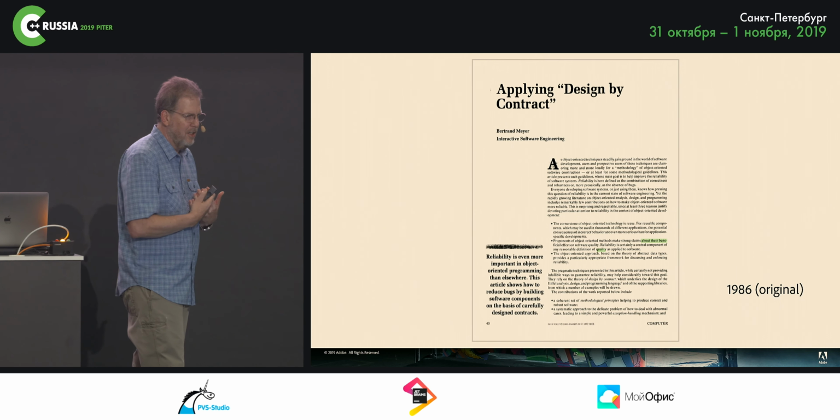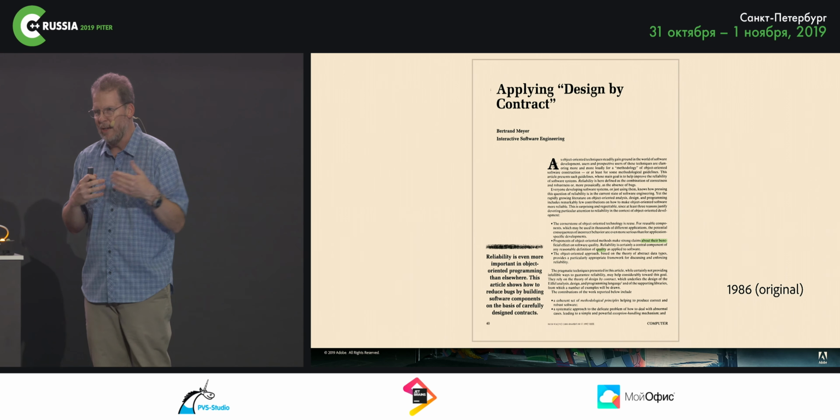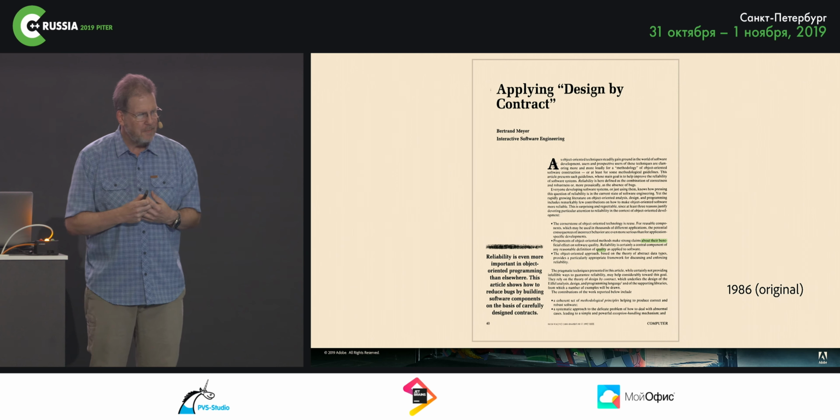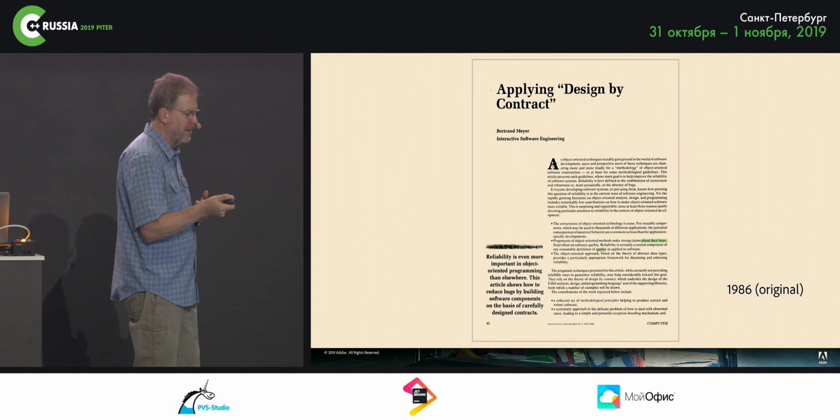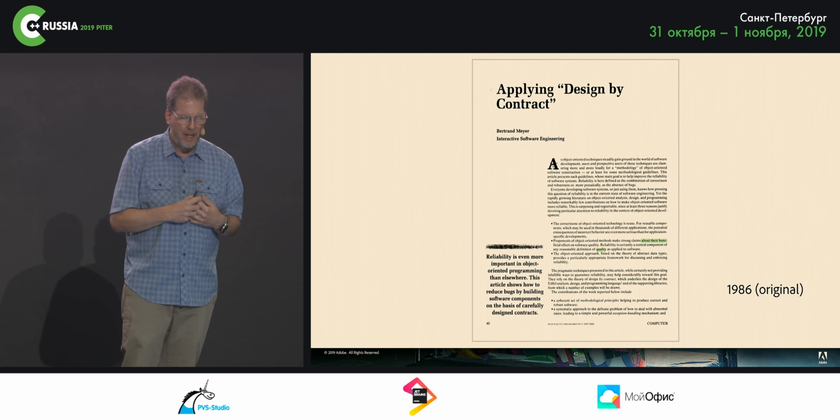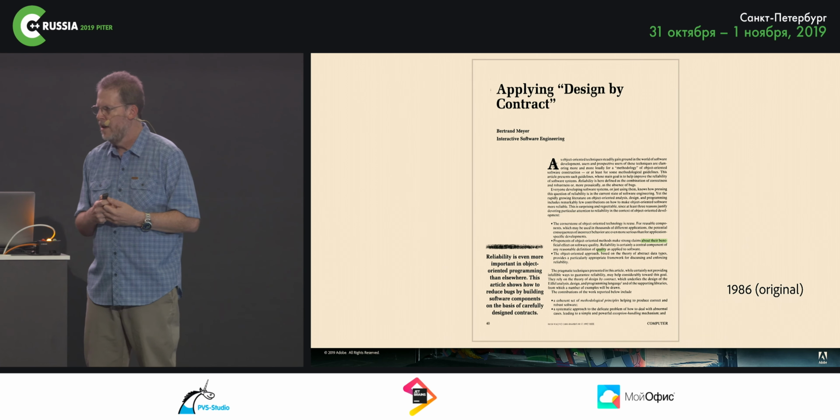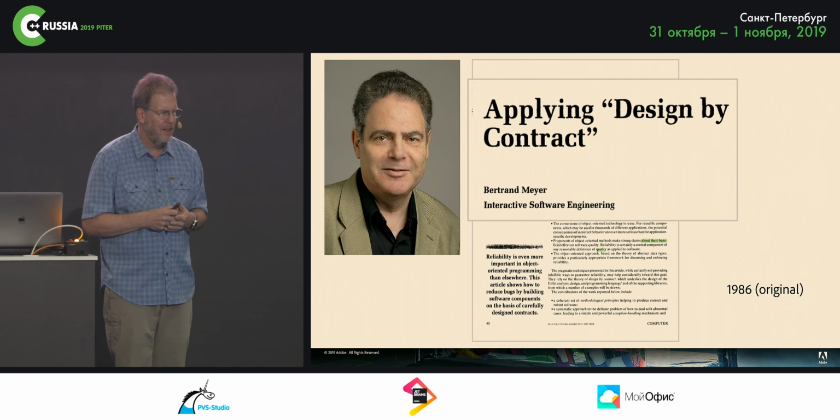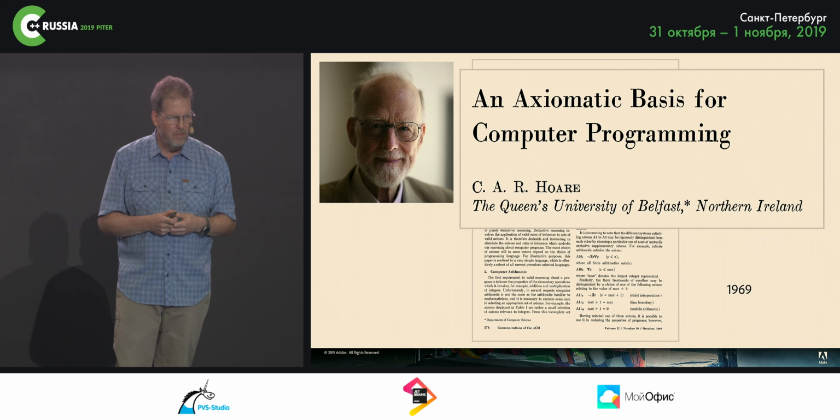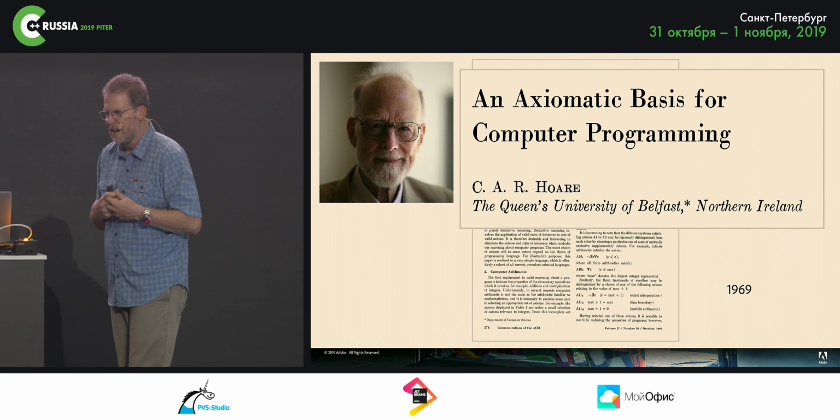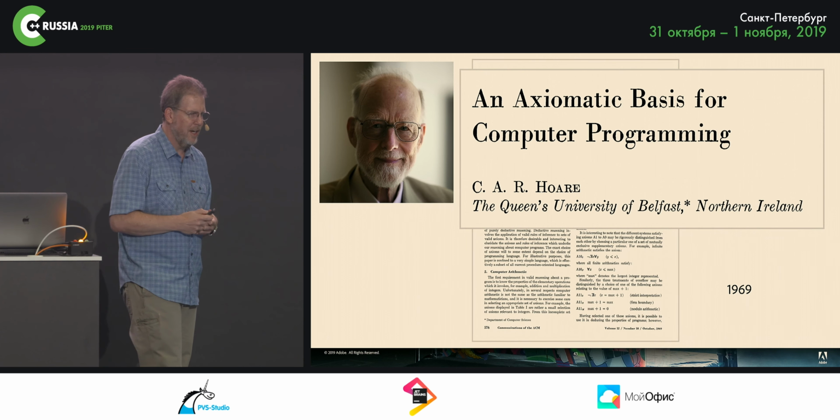Now, I also wanted to touch on contracts. So contracts were cut fairly late for C++20. They were in and they were out. The idea of design by contract comes from Bertrand Meyer. The original publication, which I couldn't hunt down, was from 1986. This is a slightly later copy of his paper. This is the title. So, applying design by contract. His work is also based on the work of Tony Hoare, an axiomatic basis for computer programming. So the two are very tightly related.